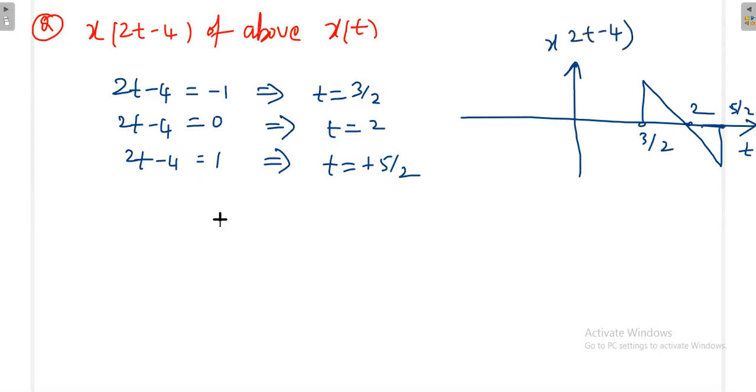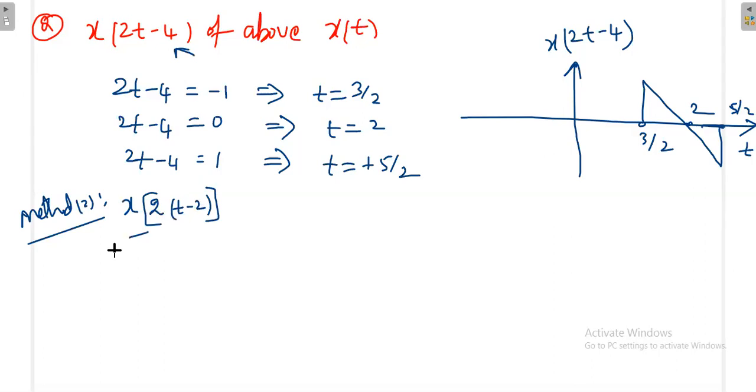Then what is the other method? You can also solve it by another method. Method 2. First, you can calculate x of t minus 4. Now, for a change, I will do it by the other method also. I will take the 2 outside. Instead of going that way, I can also do it like this. If I take 2 outside, it is t minus 2. So first I will apply the scaling, then the shifting.